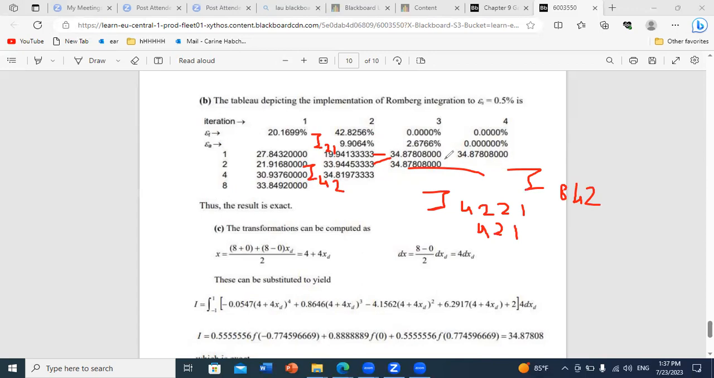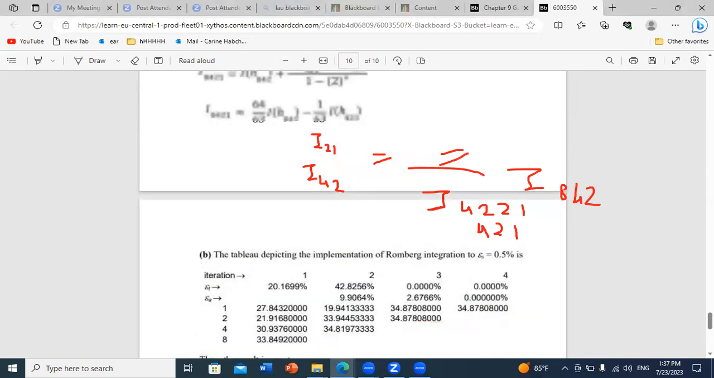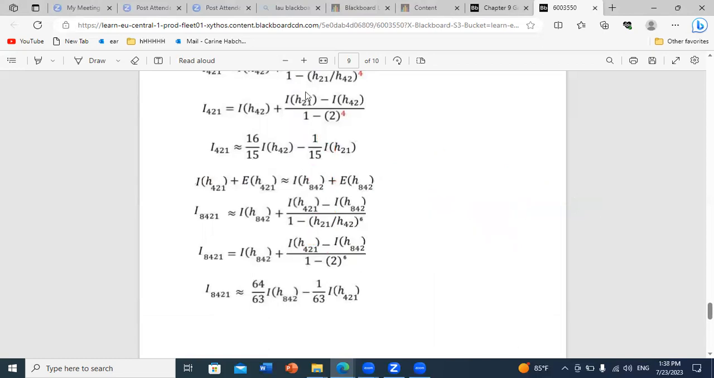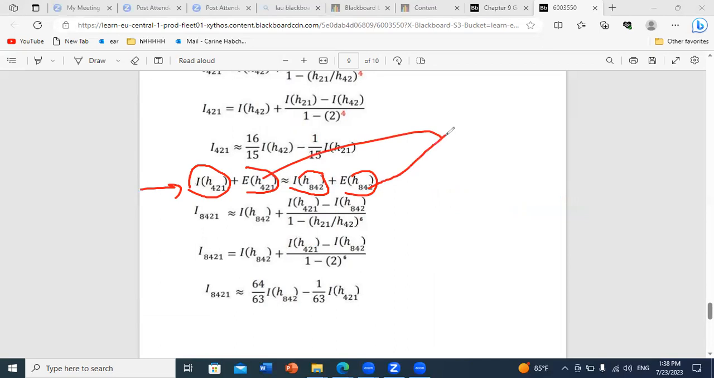Now if you want to combine these two and do it a third time, you should increase the order. This is why you should find the new coefficients. Again, same procedure always. You start by writing that I am getting the integral using H421 plus a certain error that I don't know, is equal to the integral using H842 plus an error that I don't know. But what is good is that I can correlate these two errors. I know that I gain 2 orders of accuracy.